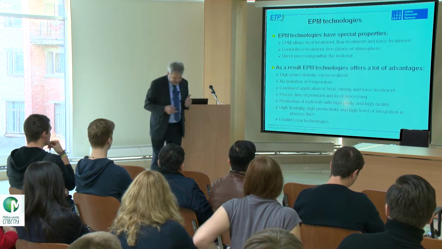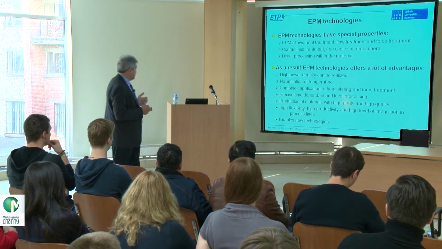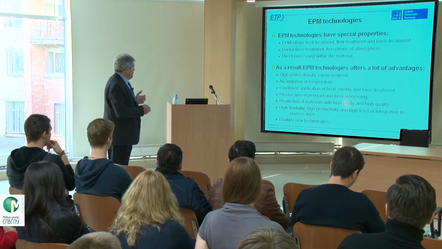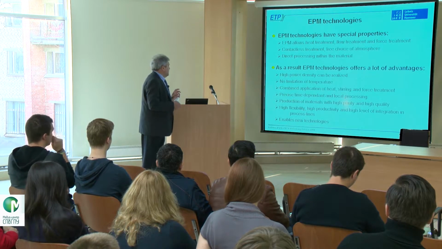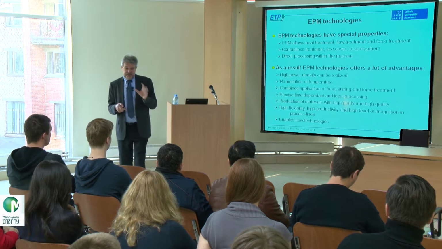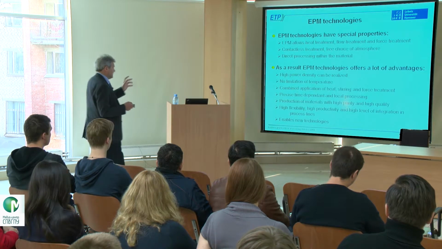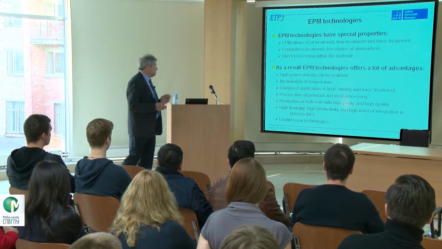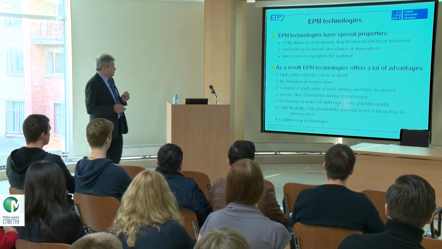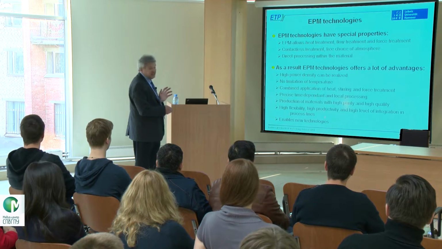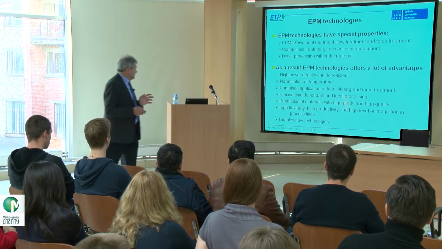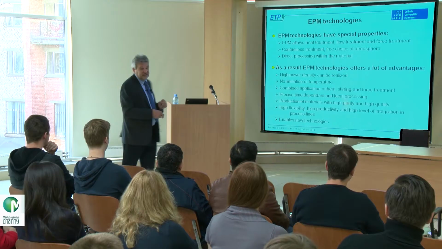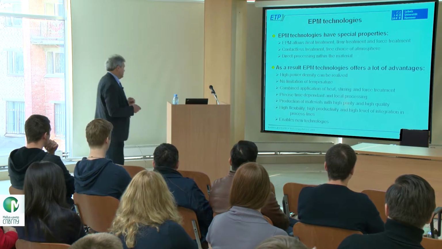So altogether, this is what can be done with electromagnetic processing. We have precise, time-dependent and local processing. We can concentrate on specific areas. We can produce materials with very high purity. On one hand, this depends on the atmosphere we can use, vacuum, for example. And also we can produce high quality. We have high flexibility, high productivity, which I will also show you, and a high level of integration in process lines. So altogether, besides the classical applications, it enables new technologies, and I will show you some examples in the following.